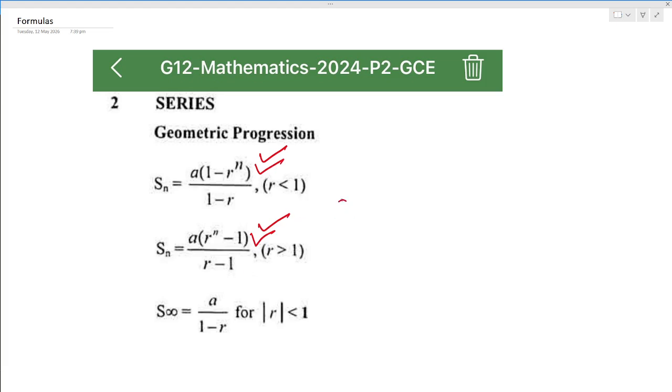Okay, so the formula is simple. It's simply Sn, the first one. Okay, you say A, then open bracket.